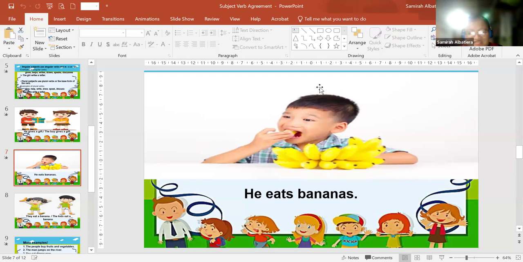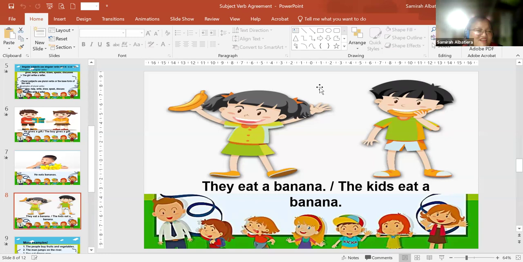Okay, next. Look at this example. They eat a banana. So they is, what is they?